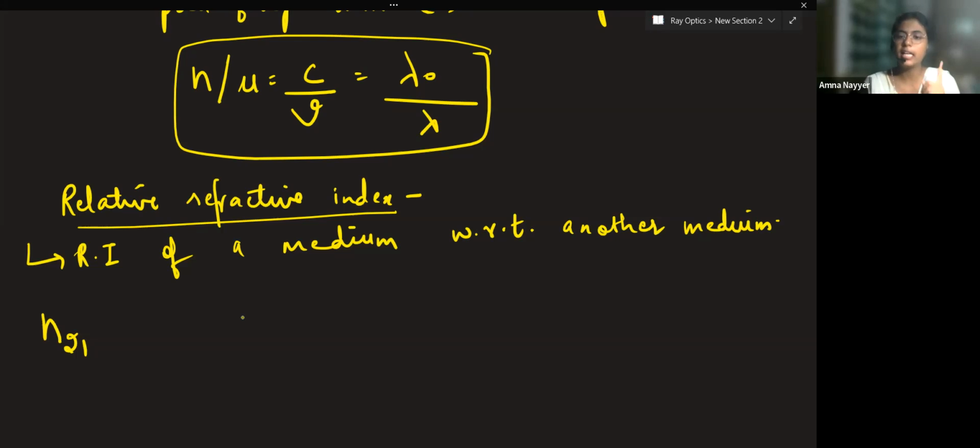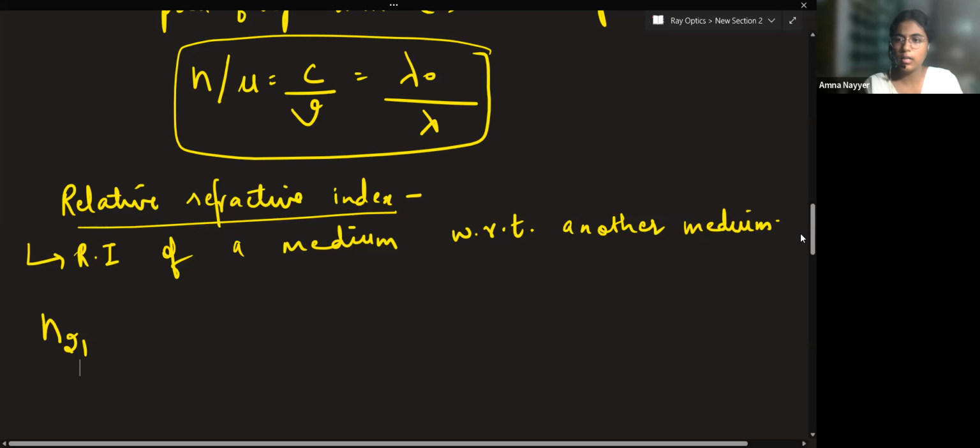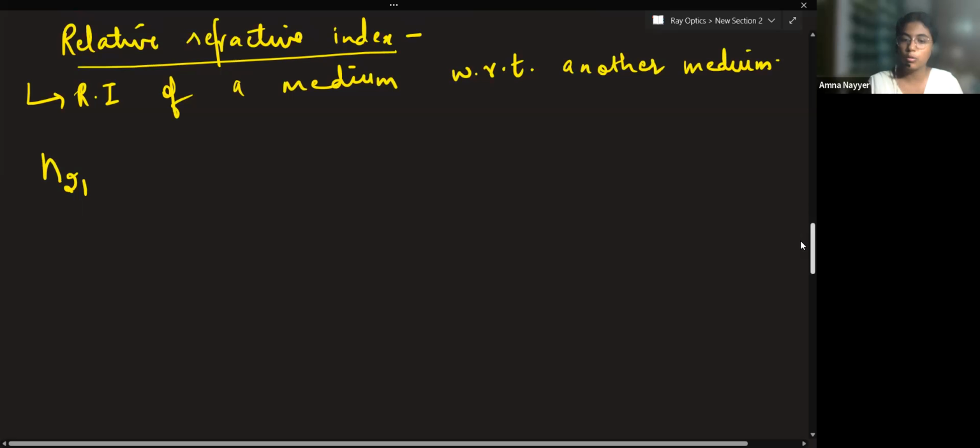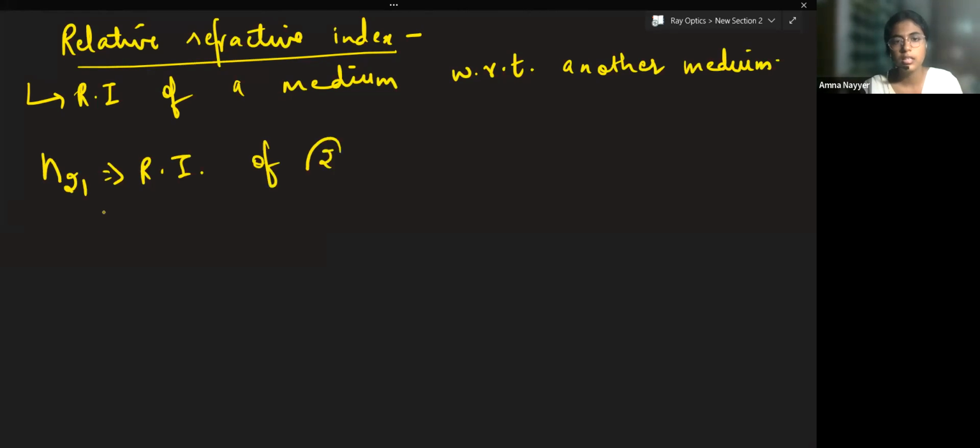Whichever medium you're taking as the reference, write it as first. If I'm talking about the second medium, that is refractive index of second medium, then I'll write 1 to show that it is with respect to the first medium. n21 is what? It's the refractive index of second medium with respect to 1. So formula, first let me write, this is refractive index of 2 with respect to 1.